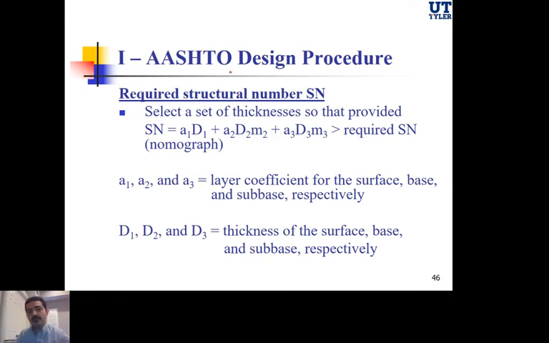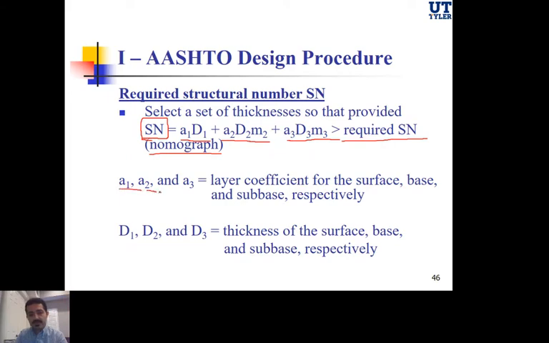All right, so how do we do this? What's the procedure? The procedure is as follows. We need to select a set of thicknesses that provides the following. The overall needed structural number for the whole structure is equal to A1 times D1, which is the layer coefficient for the top layer times the thickness of the first layer, plus A2 times D2 times M2, plus A3 times D3 times M3. This has to be greater than or equal to the required structural number we got from the nomograph.